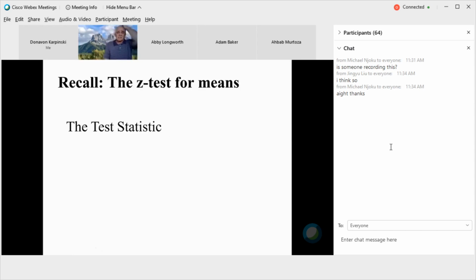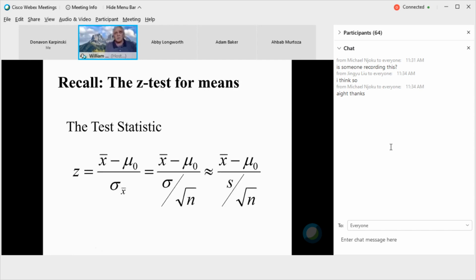This is the Z-test for means. The test statistic is the sample mean minus the hypothesized mean, over the standard deviation of the sample mean. The standard deviation of the sample mean is sigma over square root of n. If you don't know the value of sigma, you can replace it by S.